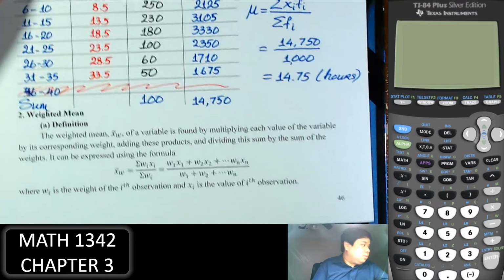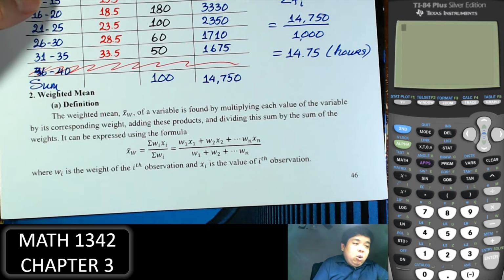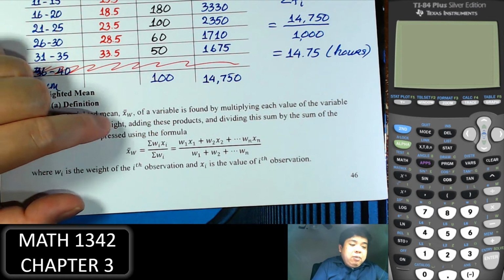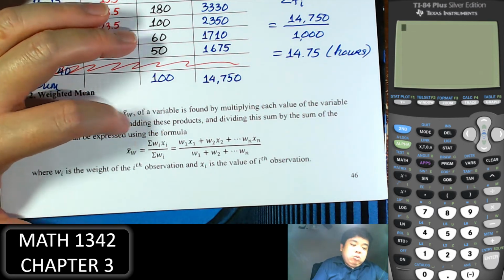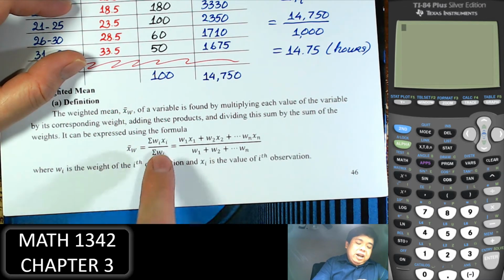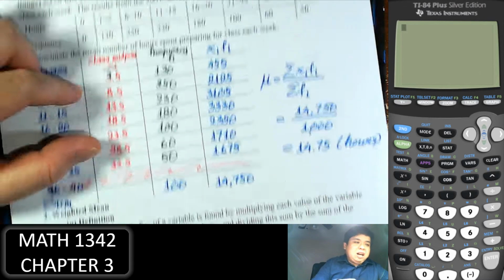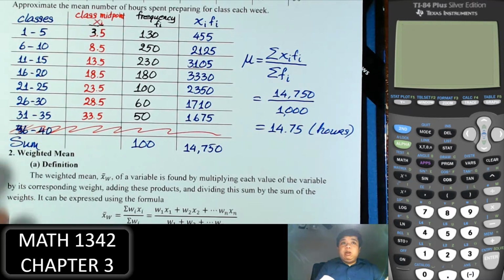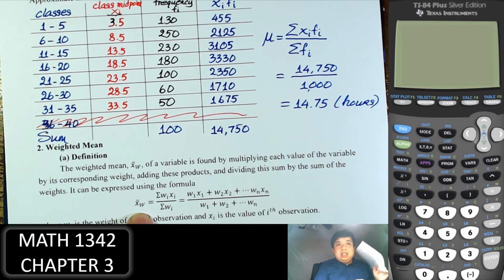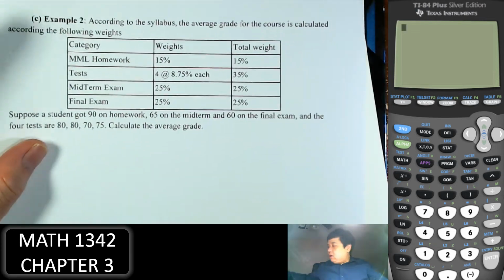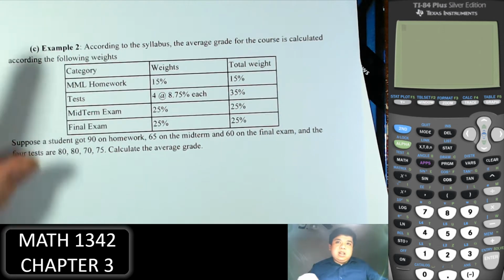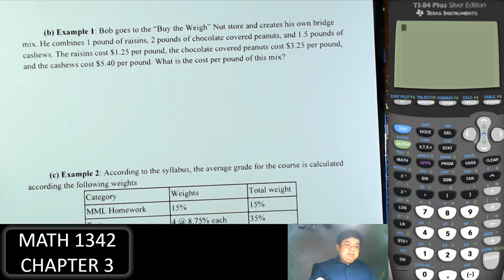Next, we have the weighted mean, kind of like what we have here, which is the mean for the grouped data. The weighted mean is found by multiplying each value by the corresponding weight, and then dividing by the total weight. Exactly like what we have here. Instead of the frequency, we have the weight. Simple. Let's look at some examples.